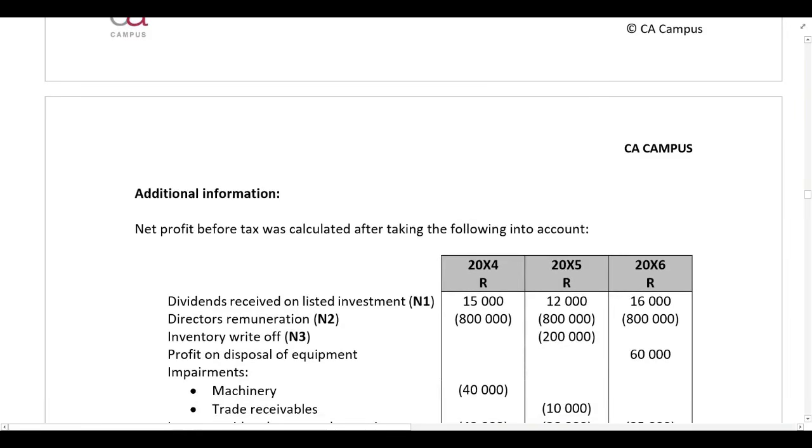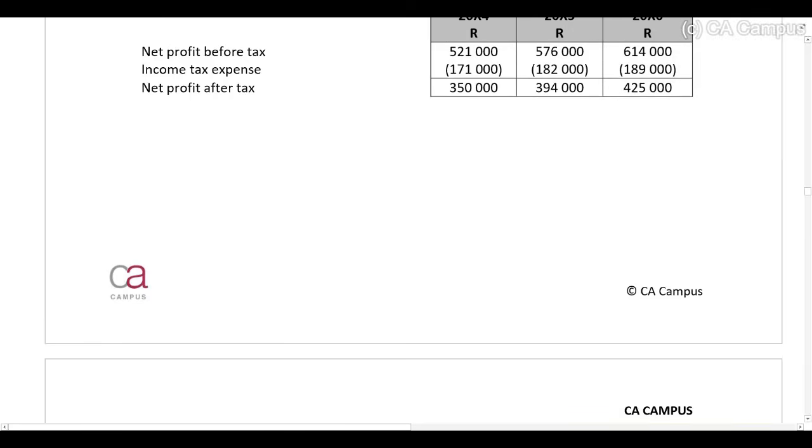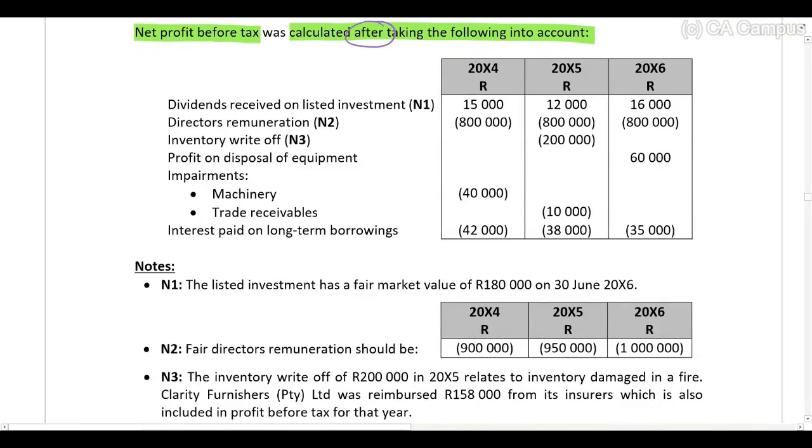Then on the next page, we have additional information, and we are told that the net profit before tax was calculated after taking the following into account. So if we just go back, this line item over here, net profit before tax, includes the following items. First, we have dividends received on a listed investment, and we have more information on this in note 1. The listed investment has a fair market value of 180,000 Rand on the 30th of June 20x6.